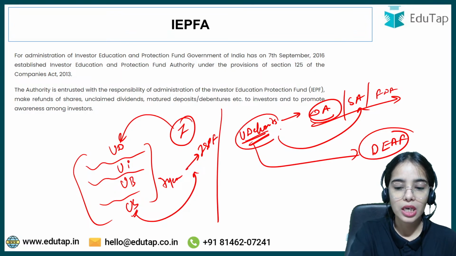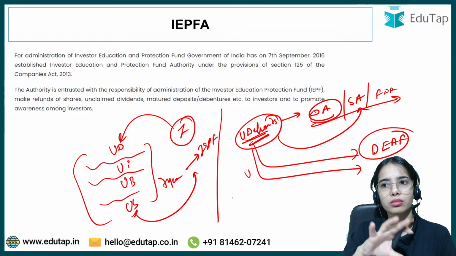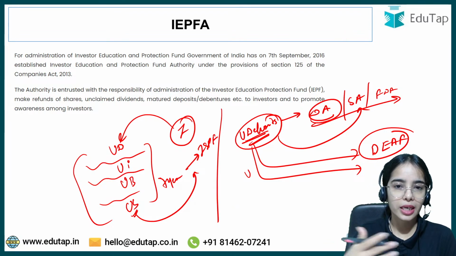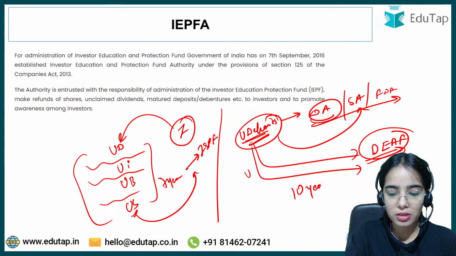Unclaimed deposits kept in unclaimed or inoperative accounts go to the Depositor Education and Awareness Fund if they are unclaimed for 10 years or more.